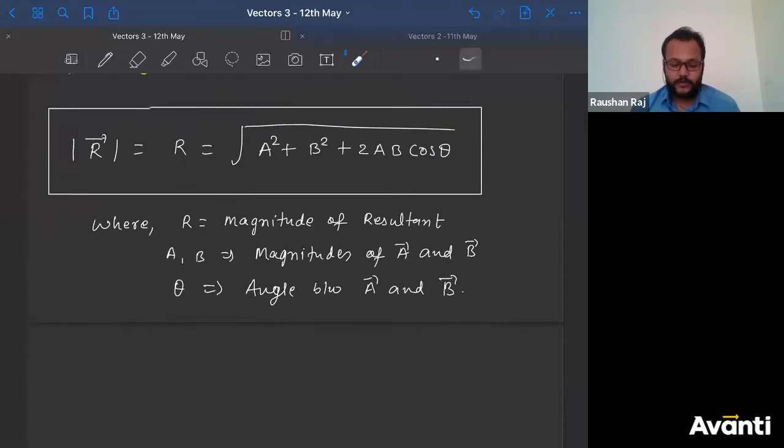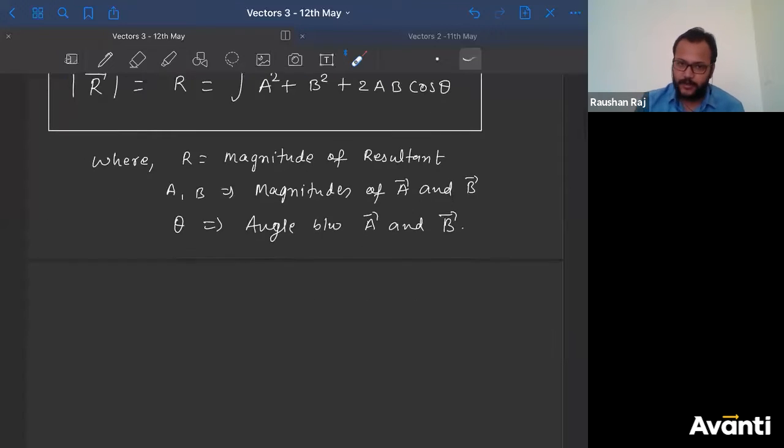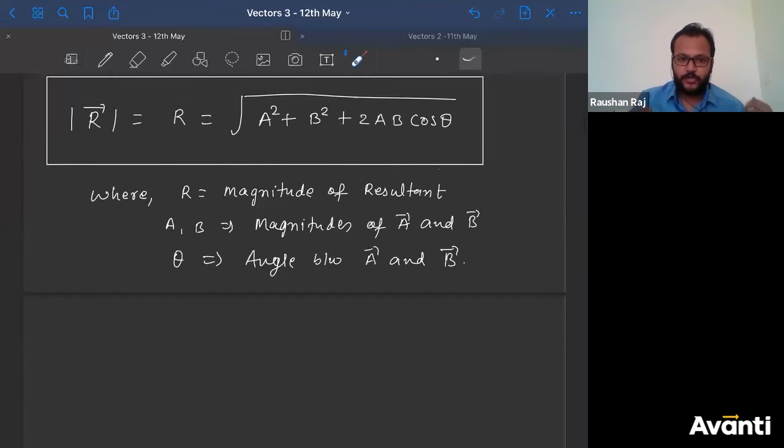Now I got the magnitude. But if you ask me to extend the analysis or observation a little more, to the next level, tell me what will be the maximum value of R. Now I got the magnitude, but I have an itch, I want to know something more. What itch? Sir, when will this R be maximum? What will be the maximum value of R?